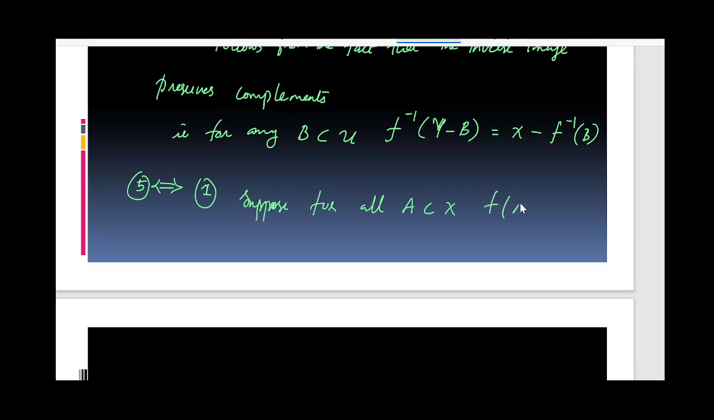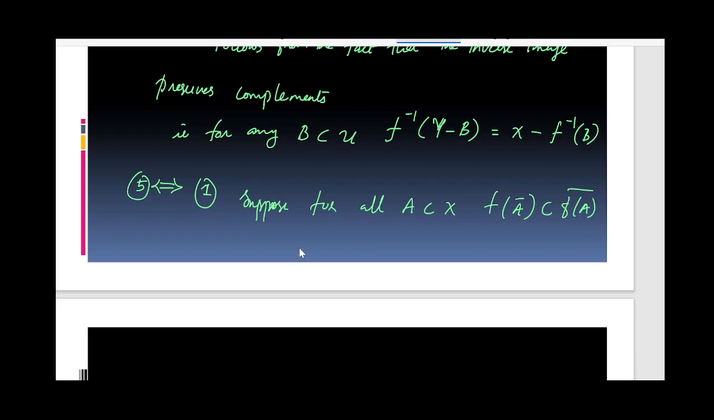Okay, now we will move to 5 implies and implied by 1. Once you prove this, we will get all the equivalence conditions. Now for this, suppose for all A belongs to X, F of A closure is contained in F of A whole closure.